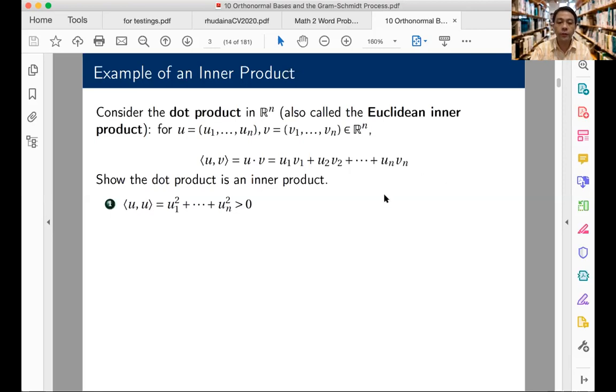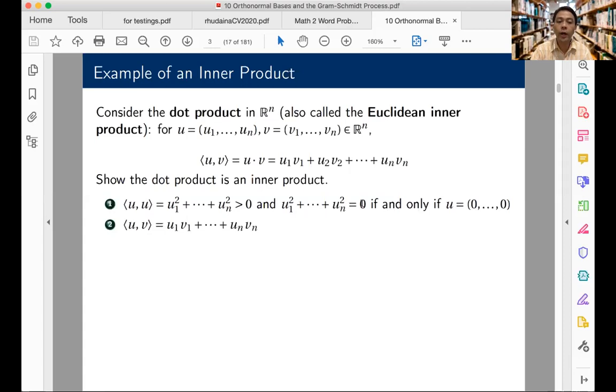Also, if we take U to be zero, then since all components of U will be zeros, the squares of those components will also be zeros. And when you add all of them, you just get the zero value. So the zero dot product happens when U is equal to the zero vector only. So this satisfies the positivity axiom.